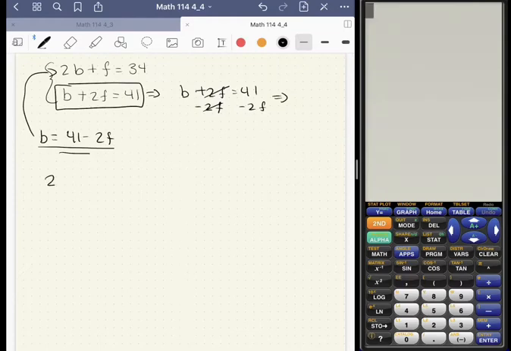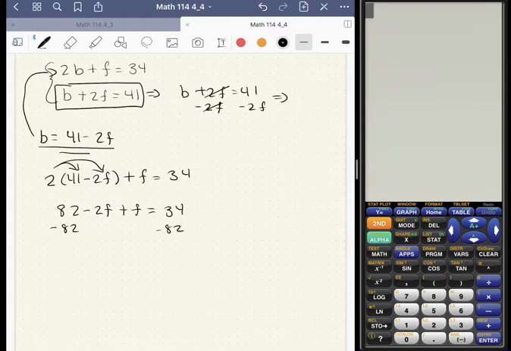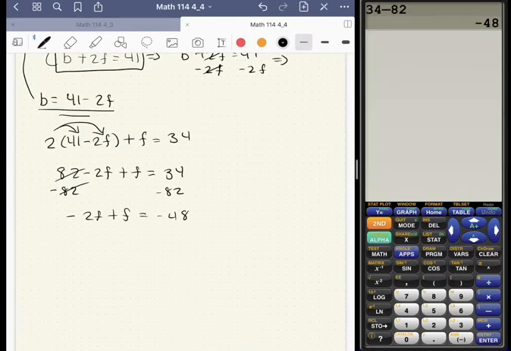So I have 2, but I already know the value of B is 41 minus 2F, plus F is equal to 34. I'm going to distribute. So I have 2 times 1 is a 2, 2 times 41 is an 82, minus 2F plus F is equal to 34. Subtract 82 on both sides. This cancels, so I have negative 2F plus F is equal to 34 minus 82 equals negative 48.